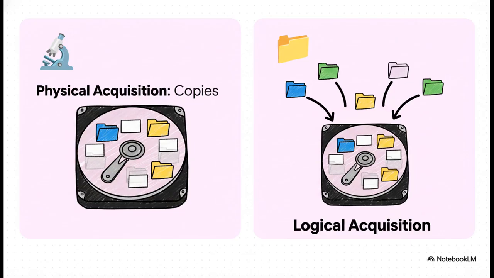And this brings us to the two main ways of actually grabbing the data. A physical acquisition is a perfect bit-for-bit copy of the entire device. It's so important because it captures everything, including deleted files and hidden data. A logical acquisition is more like just copying and pasting the files you can see. It's faster, sure, but you risk missing a whole lot of hidden evidence.